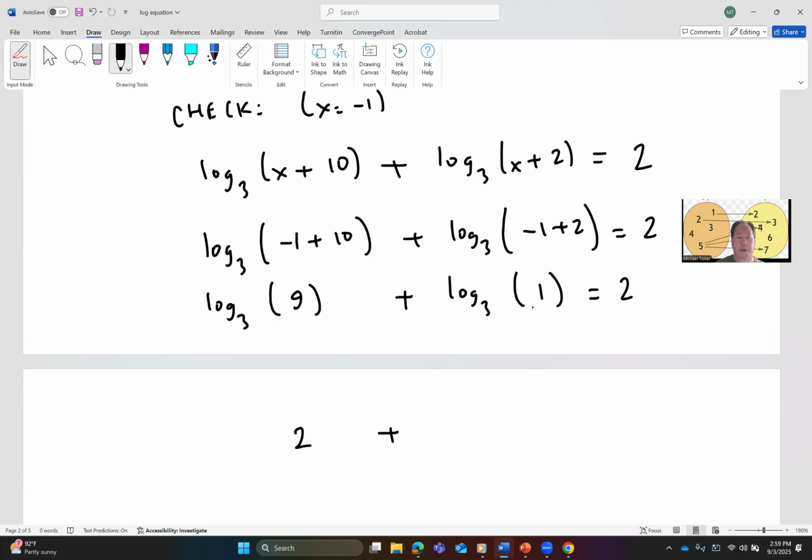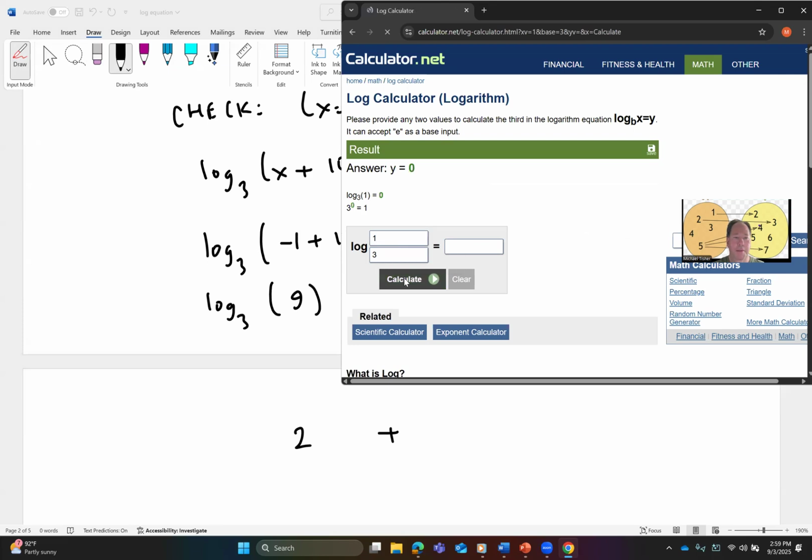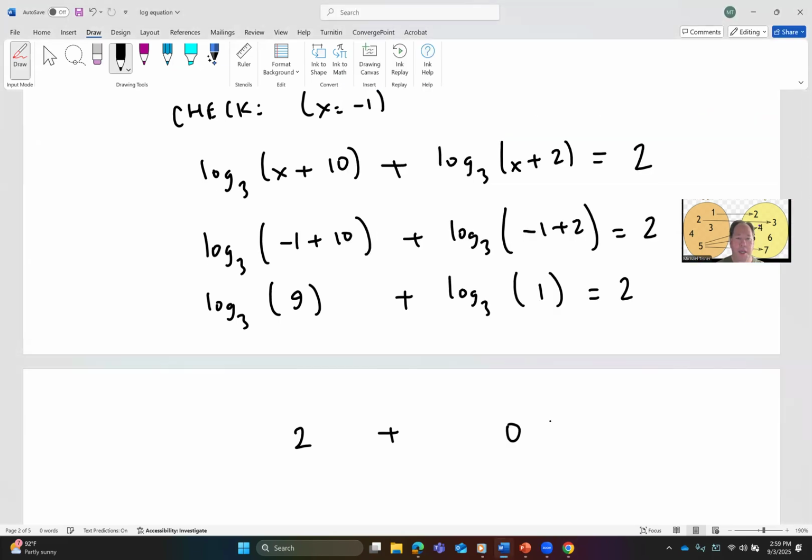Okay, plus, now we need log to the base 3 of 1. So let's try that again. This time we'll put in 1 at the top and press calculate. And it looks like the answer is 0. And 2 plus 0 is 2, so 2 equals 2. So the -1 checks out. All right, but now let's check out the negative 11.